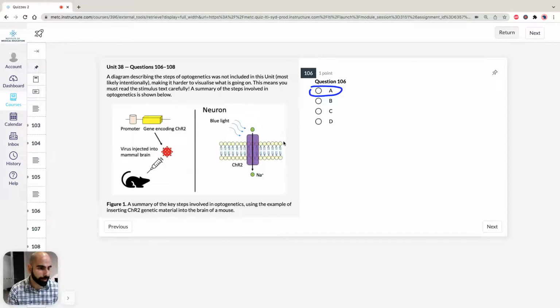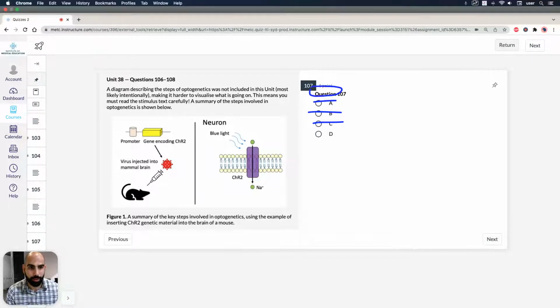B is incorrect because the vector entering the cell is not why the neuron's activated. C says it increases the production of synapses. That's way off the truth. D says it increases the storage of neurotransmitters in vesicles. No. So remember, again, if you knew that action potentials were generated because of depolarizing of the cell via the sodium channel opening, you'd know straight away that's the answer.